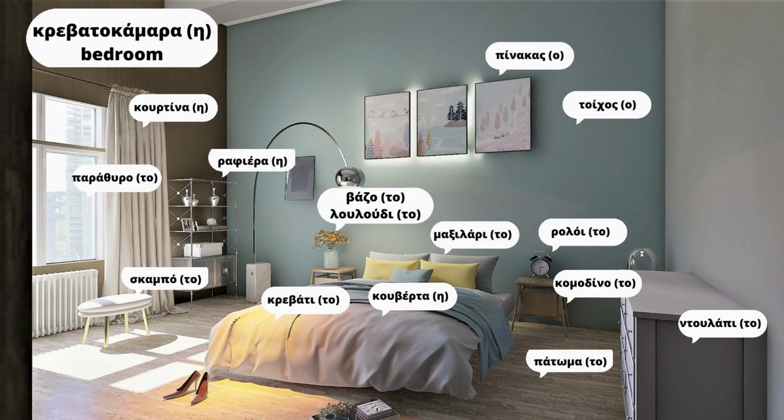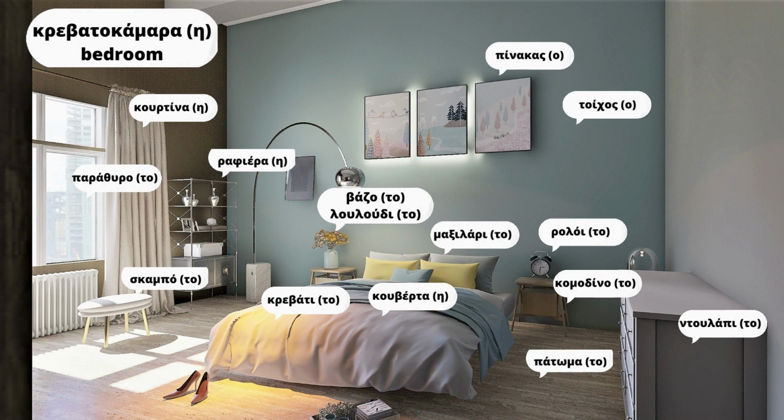The next room of the house is the bedroom, η κρεβατοκάμαρα. It's a feminine noun. So we have many words here as well. Again, we can see some pictures on the wall. And the word for a picture in singular form in Greek is ο πίνακας. We already saw that one. Ο πίνακας, masculine gender.